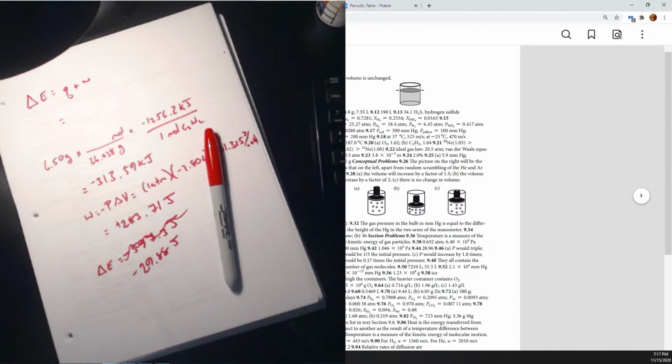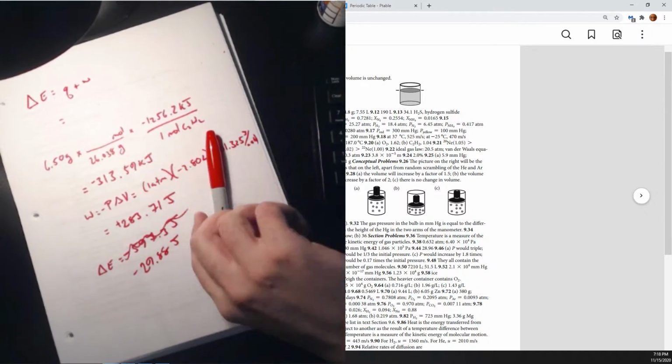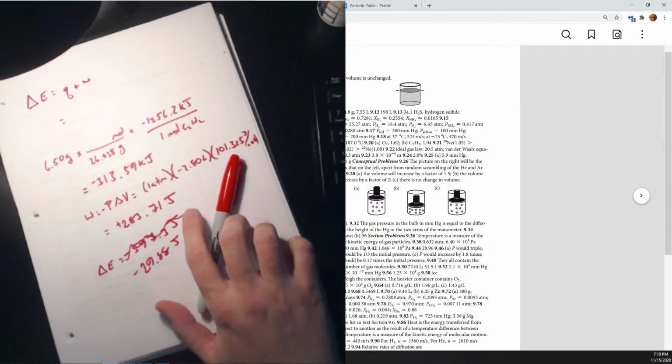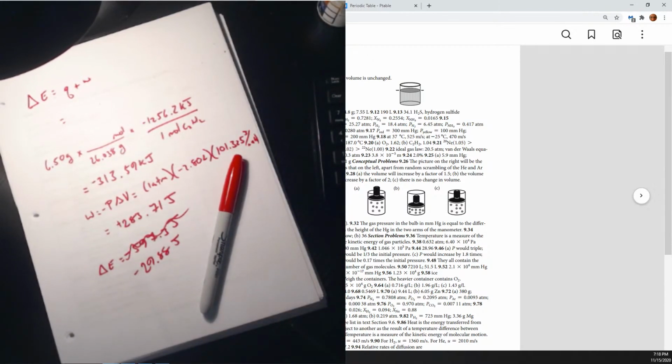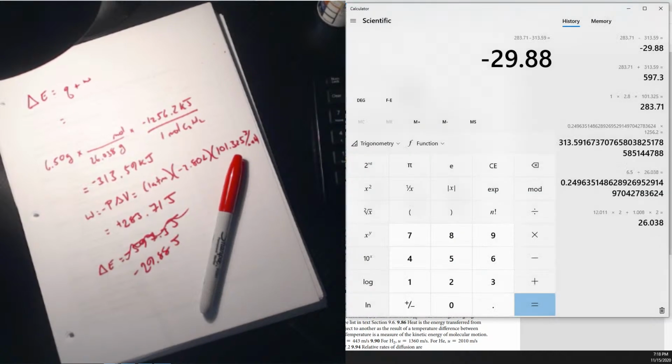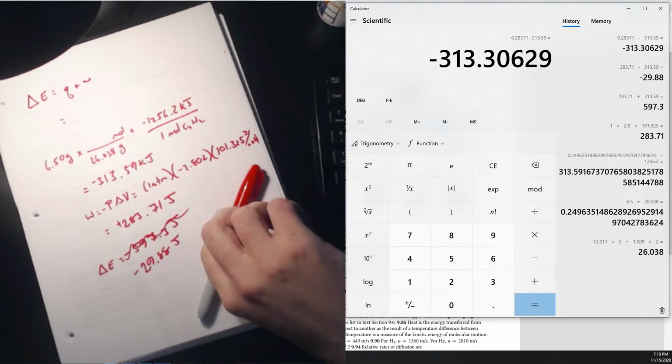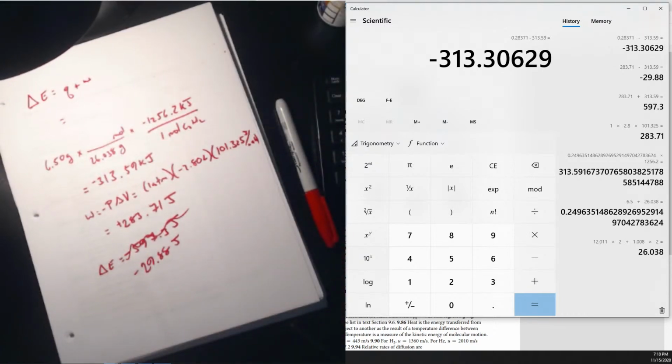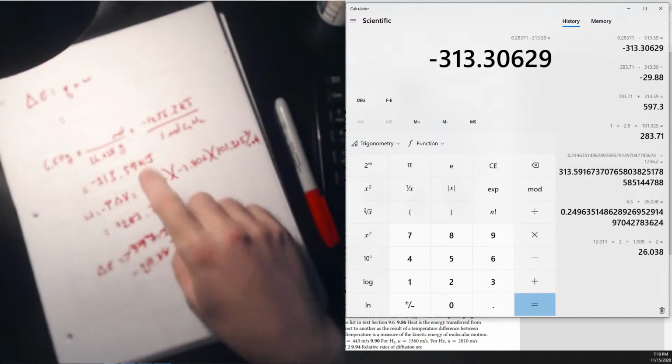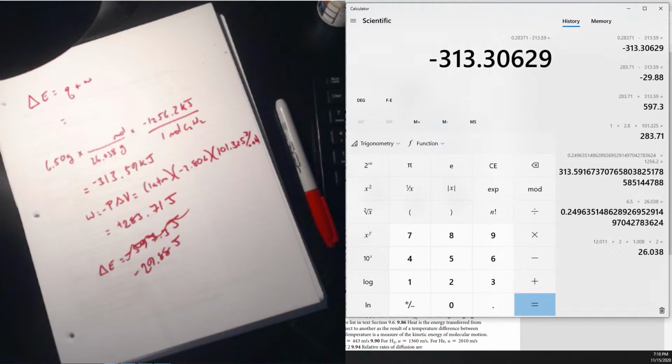So 62, negative 314 kilojoules. Okay, because this is joules, and that's kilojoules. I was not paying attention. So 0.28371 minus 313.59. It changes just a little bit. Joules and kilojoules. Pay attention to your units, Johnny. All right.